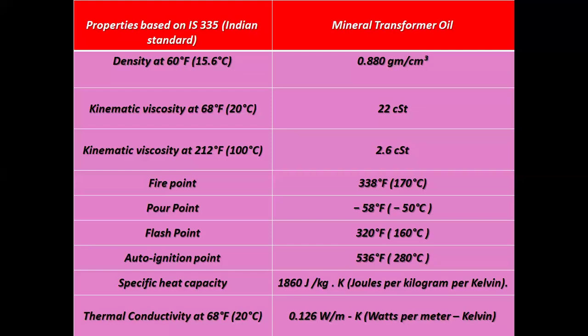Flash point 320 degree Fahrenheit, 160 degree centigrade. Auto ignition point 536 degree Fahrenheit or 280 degree centigrade. Specific heat capacity 1860 joules per kilogram per Kelvin. Thermal conductivity at 68 degree Fahrenheit, 20 degree centigrade, 0.126 watt per meter Kelvin.